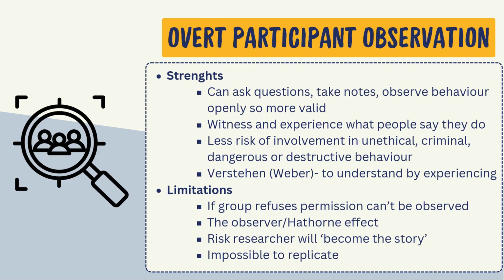So then there's overt participant observation, which is when the researcher goes to study a group and participates in the group, but makes their presence known as a researcher. The strengths are that they can ask questions, take notes, and observe behavior openly, so it's more valid. In covert participant observation, researchers may have to rely on memory after the research takes place because they can't take notes without looking suspicious, and they can't ask questions. And we all know memory is not that reliable. If they don't ask questions and misunderstand the behavior, both of those things would make the research less valid.